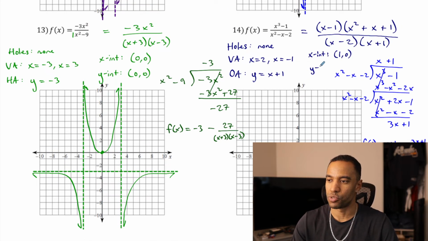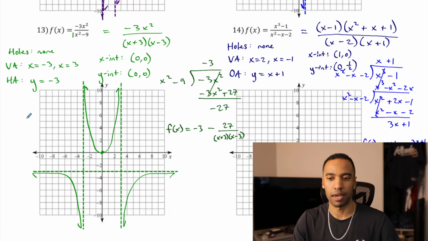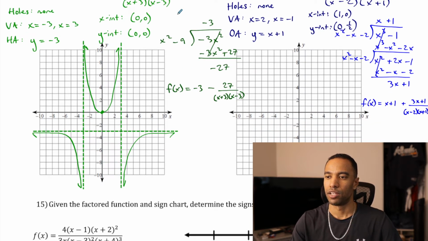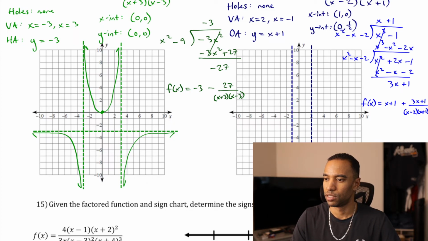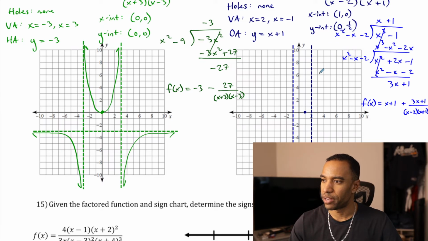Now your y-intercept: you set x equal to 0, and you get negative 1 over negative 2. So that's positive 1/2, so 0 comma positive 1/2. Okay, I have a lot of things in play. I'm going to go ahead and make this thing a graph. Let's get the vertical asymptotes in there at x equals 2 and x equals negative 1. I'm going to get the oblique in there in a second. I want to plot some of these other points. Let's get the x-intercept at 1 comma 0 and the y-intercept at 0 comma 1/2. I'll see where this is going.